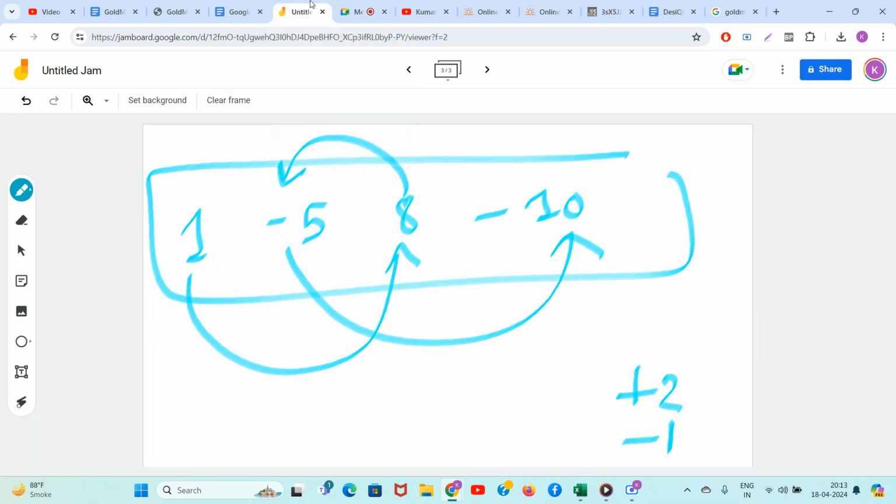1 plus 8. Yes, yes, Dipanjan. Yes. 1 plus 8, 9. 9 minus 5 is what? 4. 4 minus 10 is what?